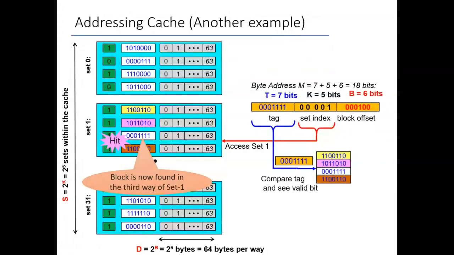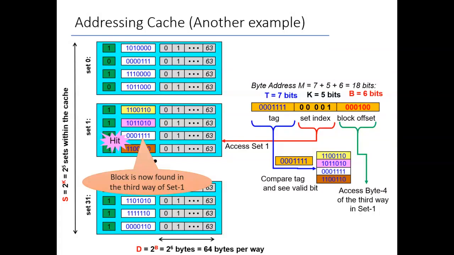Okay, now we need to access the byte. Which byte of this block do we need to access? Byte 4. So can you see here? Now we are accessing byte 4 of the third way in set 1, which is actually way 2. Any question? This is actually byte 4. It is actually the 5th byte because the index starts from 0. Any question? Should we proceed? Is this all clear or not clear?